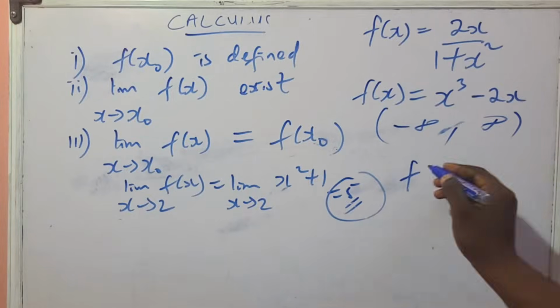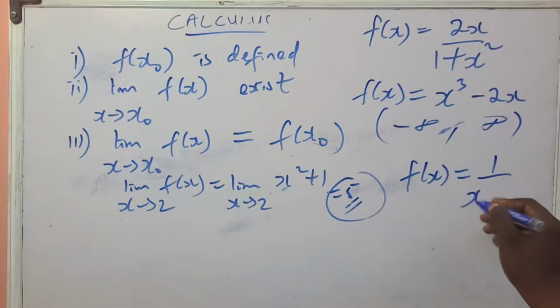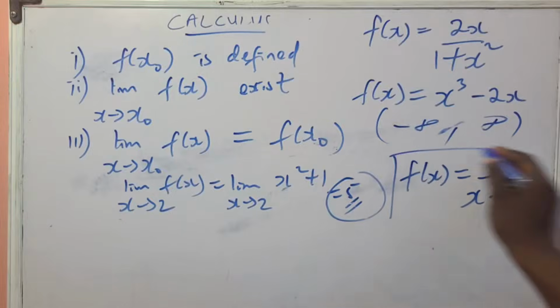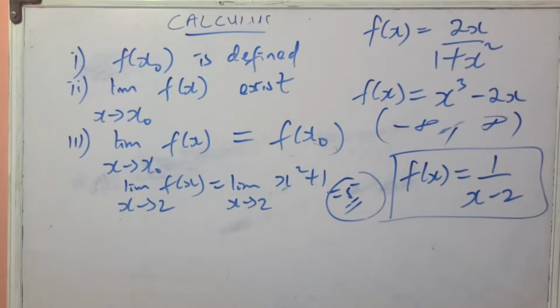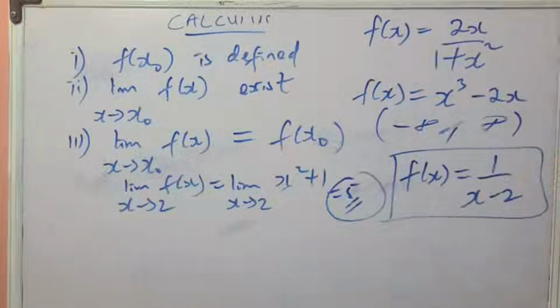Look at f of x equal to 1 over x minus 2. Now tell me, is this function continuous, or can you identify any point of discontinuity, any point that you know this is not going to be continuous? Look at this function. We have dealt with this and this. Can you deal with this? Is this function going to be continuous throughout, or can you identify any point of discontinuity?